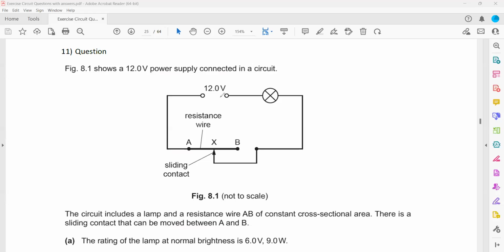So in this part, we have to calculate the last part. We have to calculate how long is this A to X. First, what we can do, we can find the total resistance of this circuit. How to work out the total resistance of a circuit?